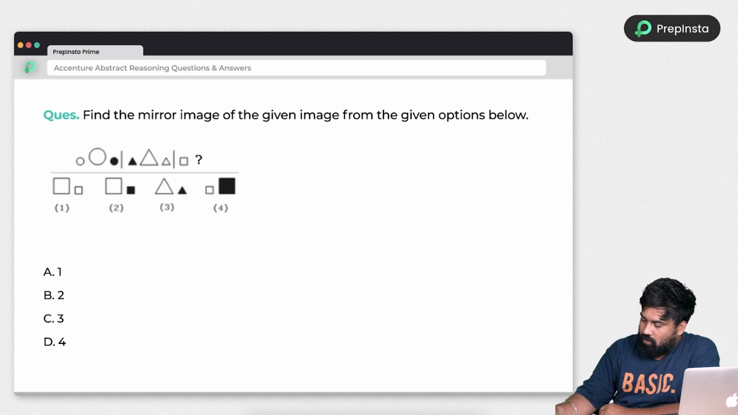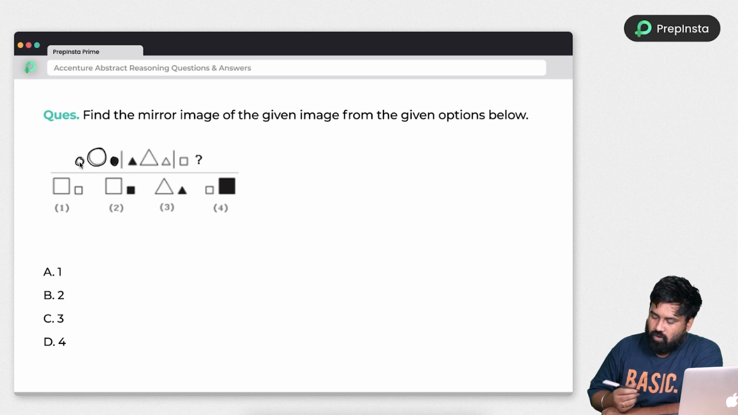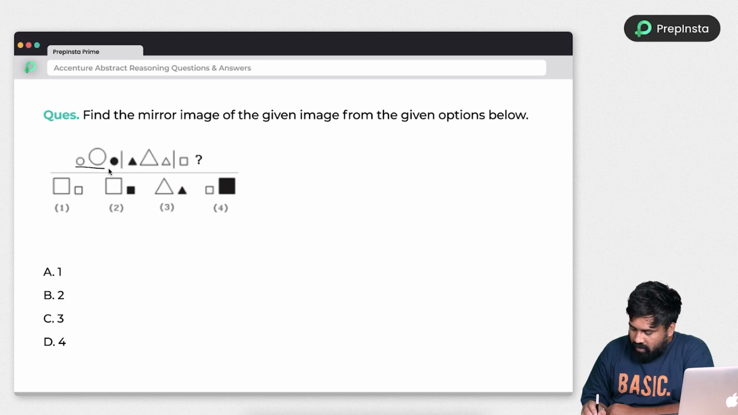Just go to the next problem, where one small circle is given, a bigger circle is given, one shaded circle is given, and one triangle. If you observe, each block has a unique symbol.